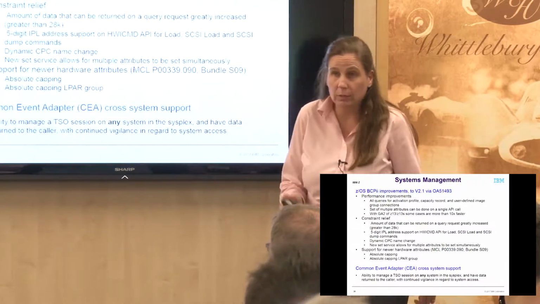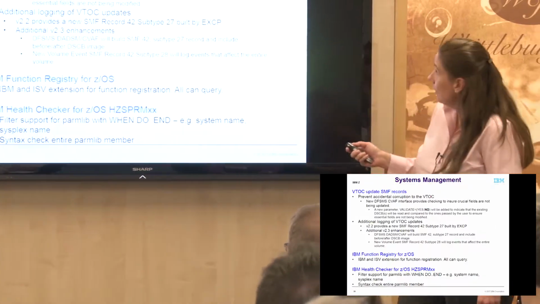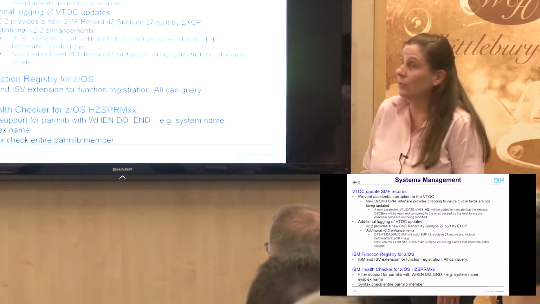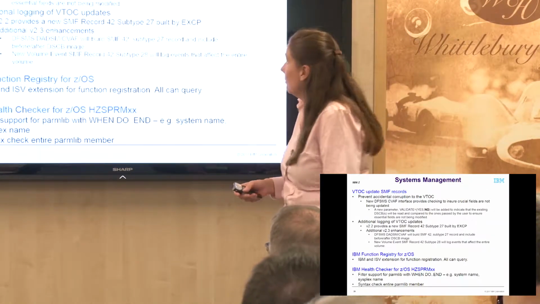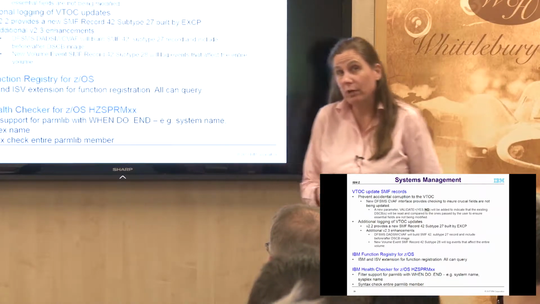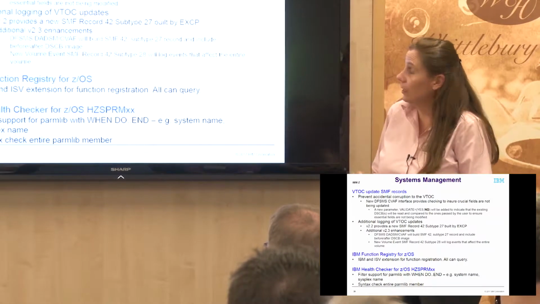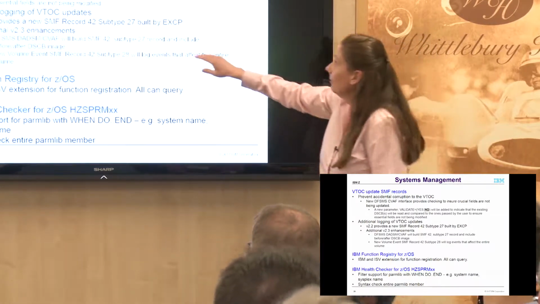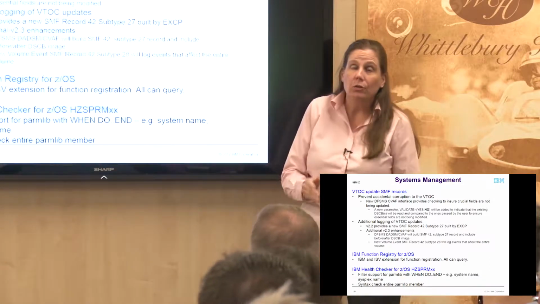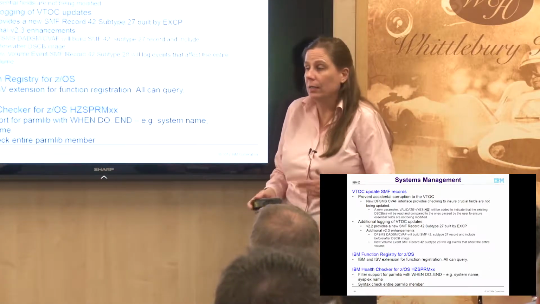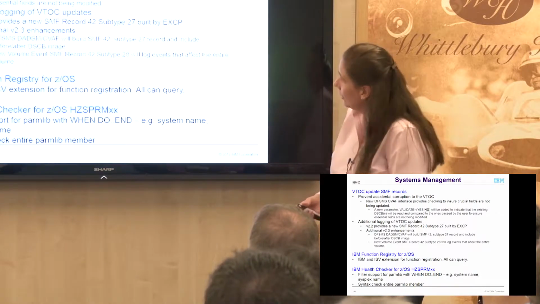And we need that for z/OSMF, but you can have it also for free if you want to use it yourself. VTOC update in SMF records. If somebody accidentally corrupts the VTOC, it could be hard to figure out who it was. Now we'll have a better interface where we can do a validation of the VTOC, and we'll log more information so that if we had to figure out who had corrupted the VTOC, we would be able to do that better.